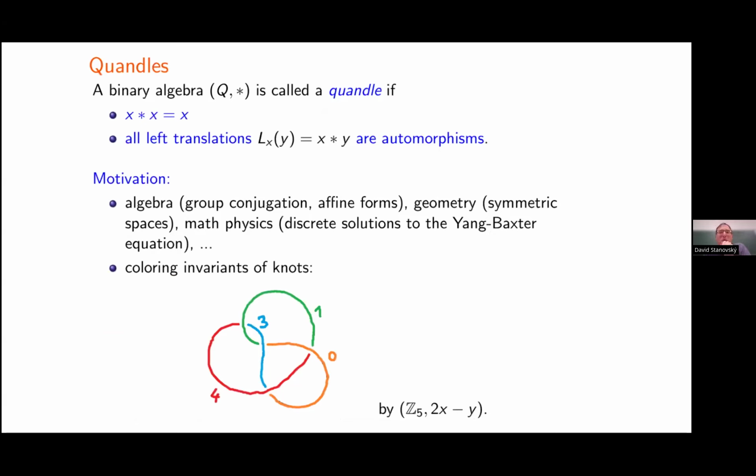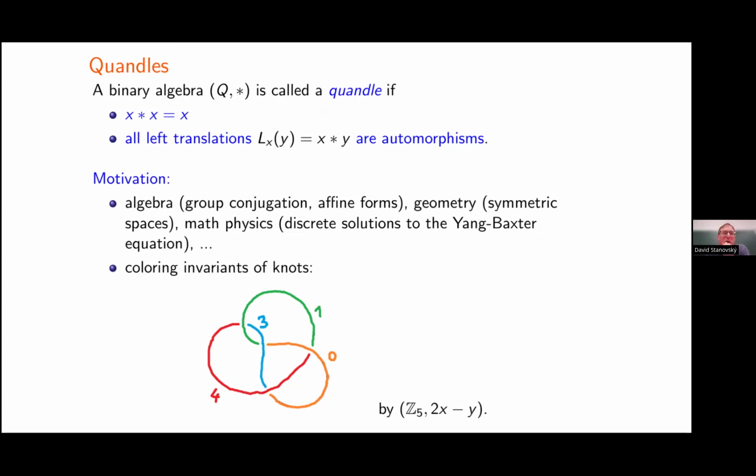All right. So now the second part of the talk. It's my favorite class of algebraic structures called quandles. So first I will introduce what the quandles are, and then I will talk about some enumeration results, both mine and mostly the work of others.